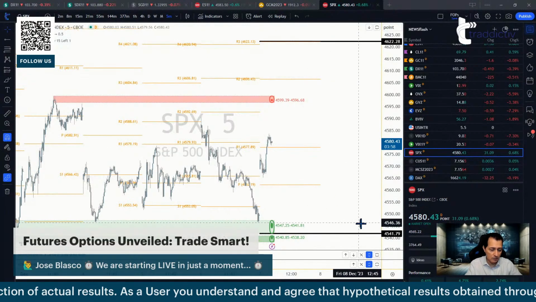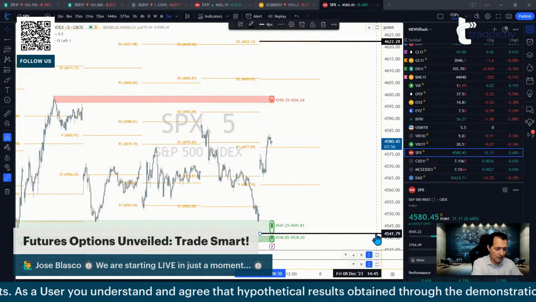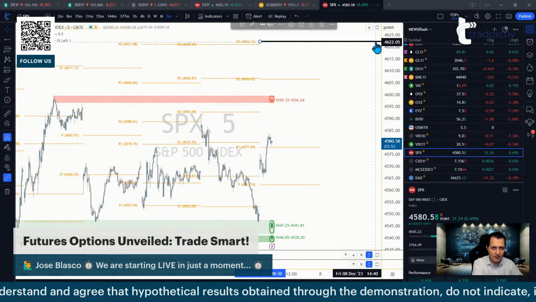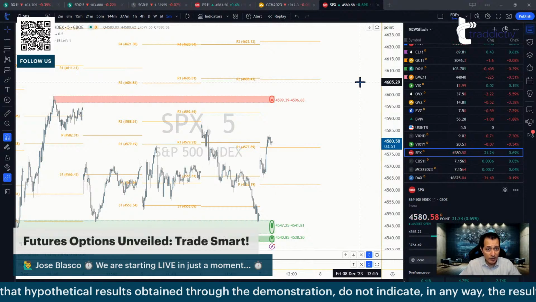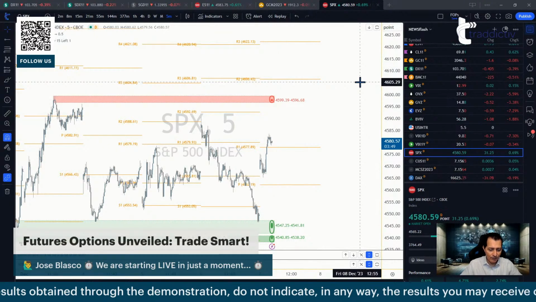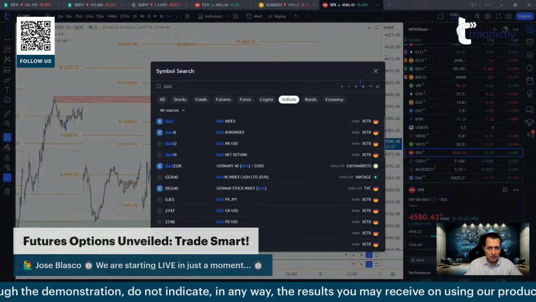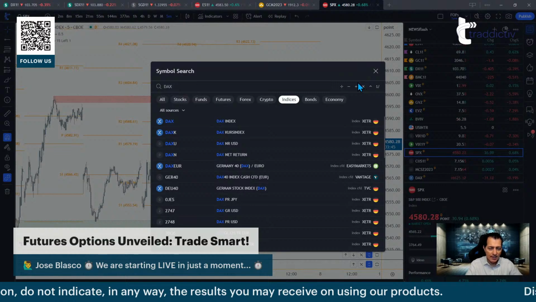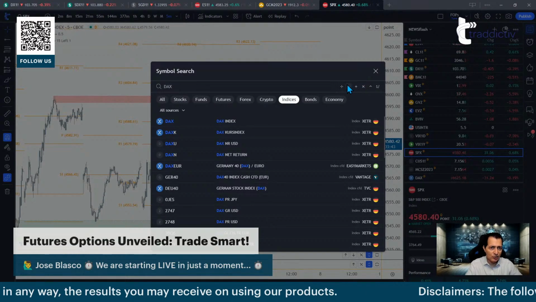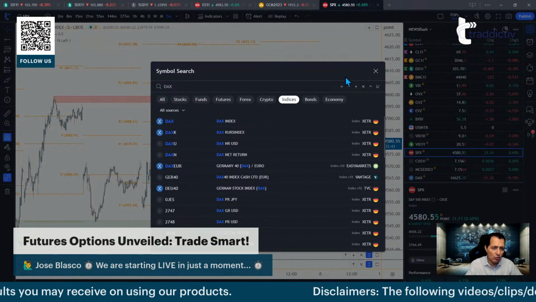Products. Okay, and obviously nothing wrong with U.S. products. Fantastic exchanges, fantastic liquidity, and everything else. But there are other things you can trade as well with the same concept. For example, what if you want to do DAX options? Okay, so DAX, it's a product that trades in the Eurex exchange. Okay, it's a European product.